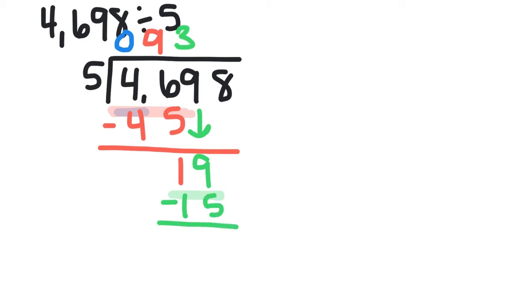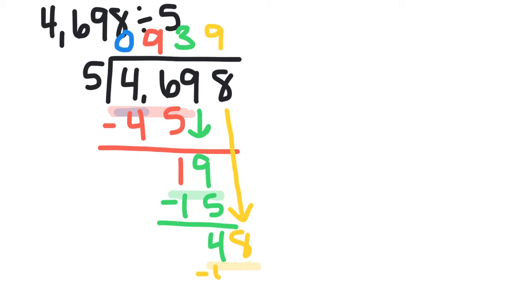If I subtract 19 minus 15, I'm left with 4. Now I need to bring down my 8, and I have 48. How many times does 5 fit into 48? Well, I know from before that it must be 9. I can fit 9 5s into 48.